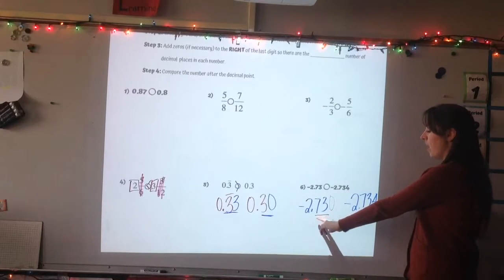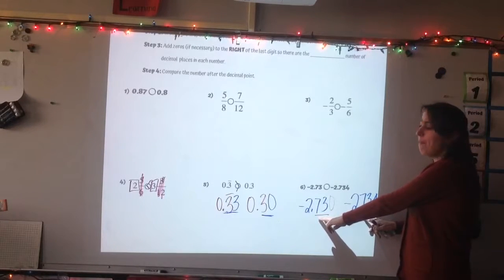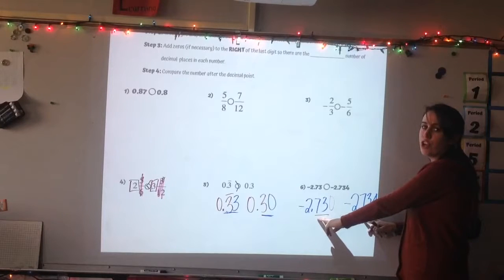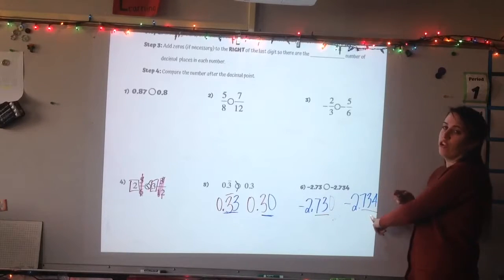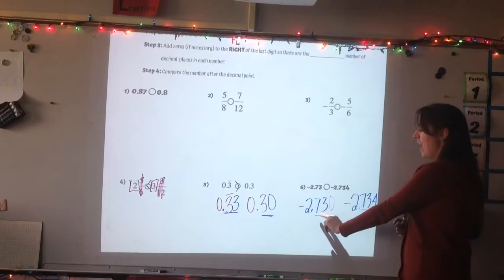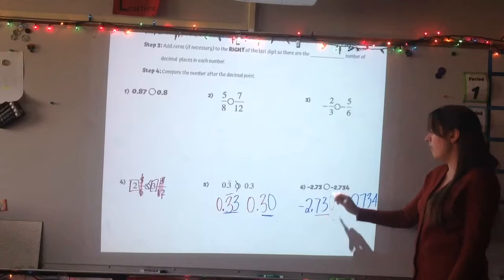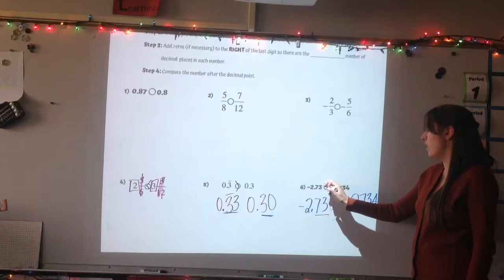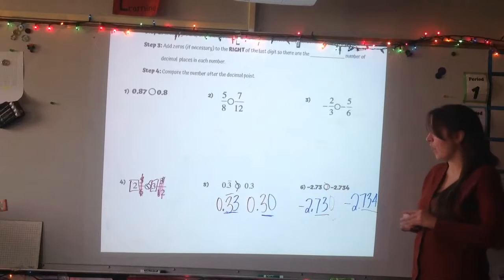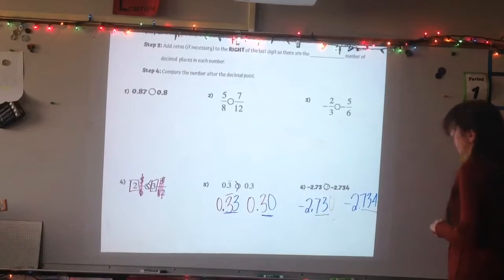So now I'm going to compare 730 to 734. If we were talking about positive numbers, 730 is smaller than 734. But we're talking about negatives, so it goes in the reverse way. A smaller negative is actually a bigger number. So negative 2.73 or negative 2 and 73/100 is actually greater than negative 2 and 734 thousandths.